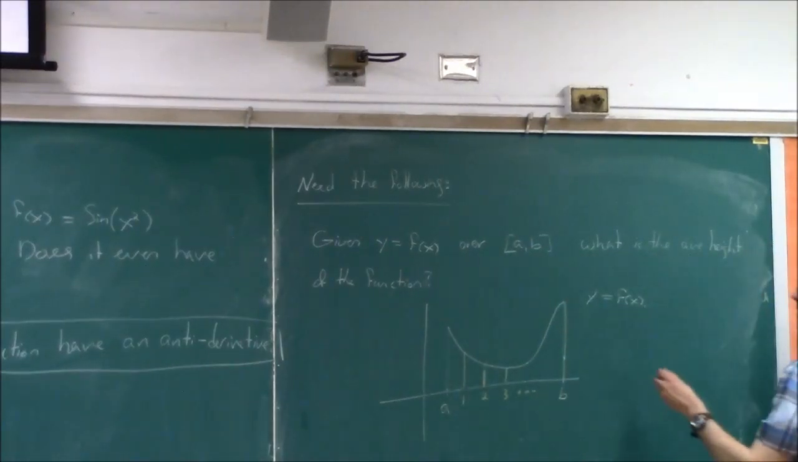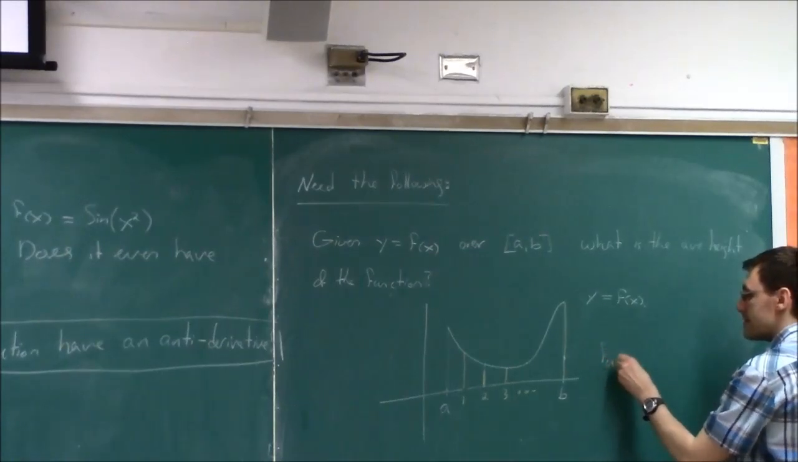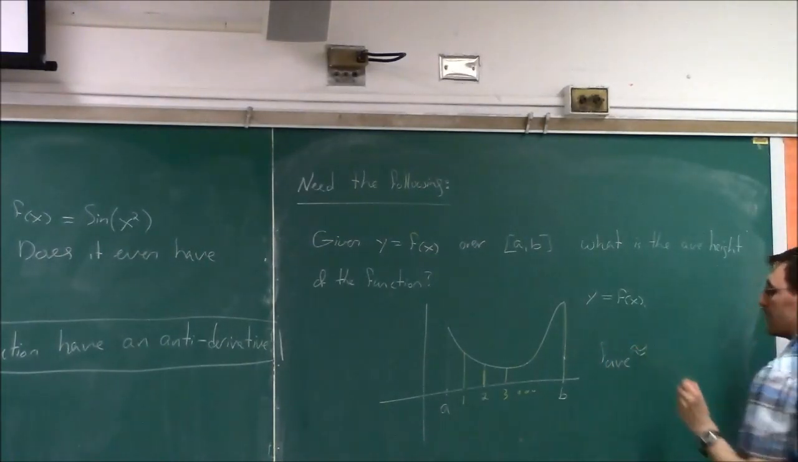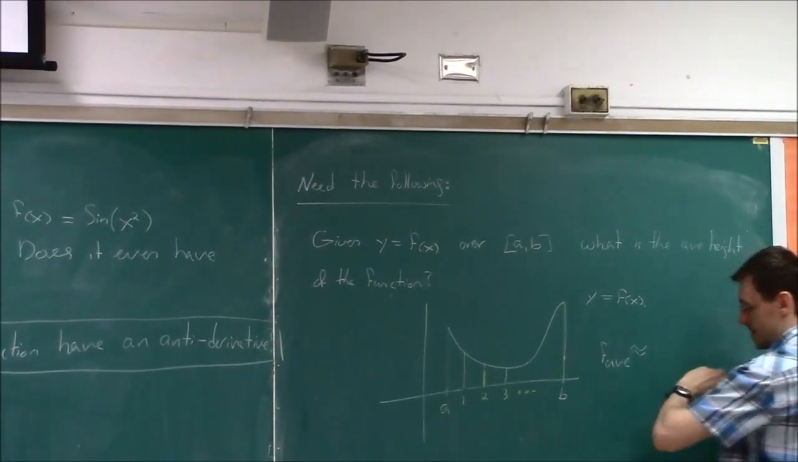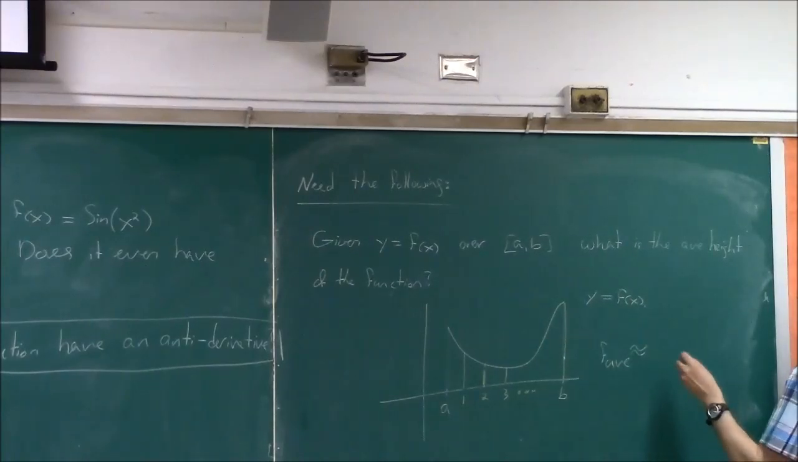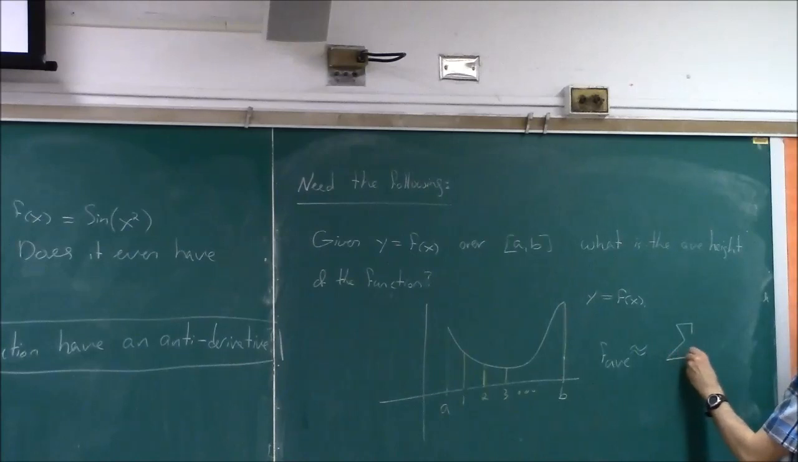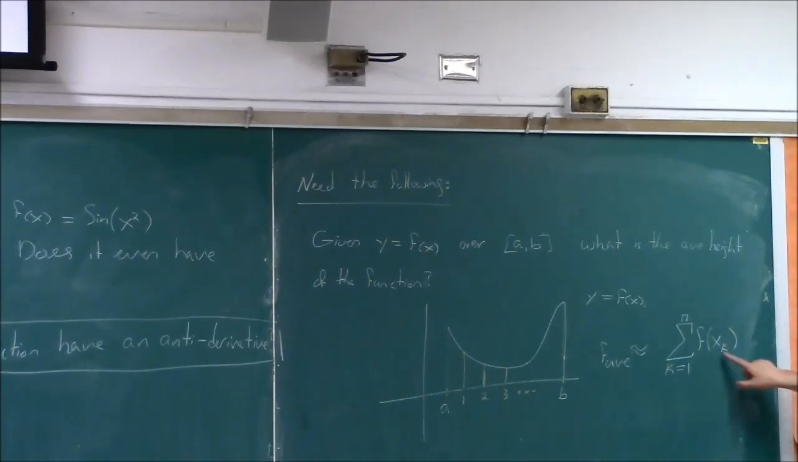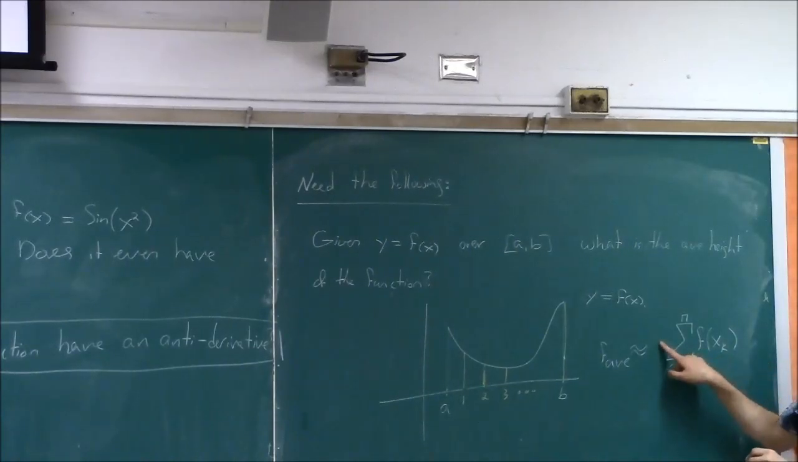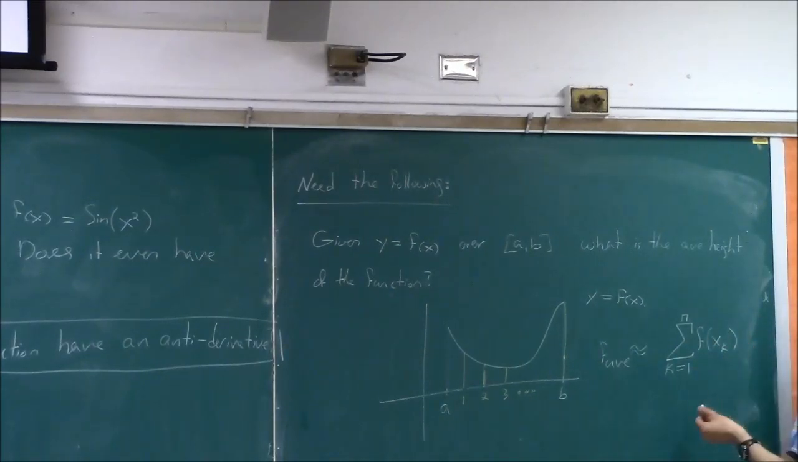Mathematically, what have I done here? This average, F average, is approximately the summation k equals 1 to n of f of x k. That's the sum of all the heights. What's missing here? The sum. What do I need to do to make it average? Divide by what? No, by the number of samples.